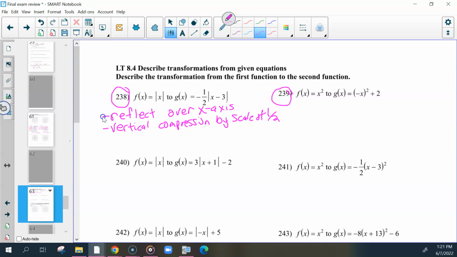And then the -3 on the inside, we're going to translate to the right 3. Questions on that one?